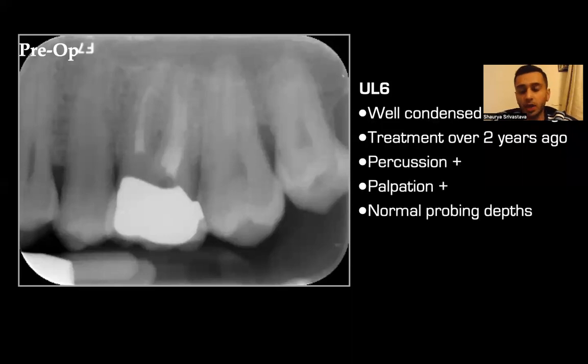Normal probing depth. So every assessment that you do, you should evaluate probing depth to see if it's perio, endo, vertical root fracture, perforation. It's a non-negotiable. If you don't do it, you should be doing it.